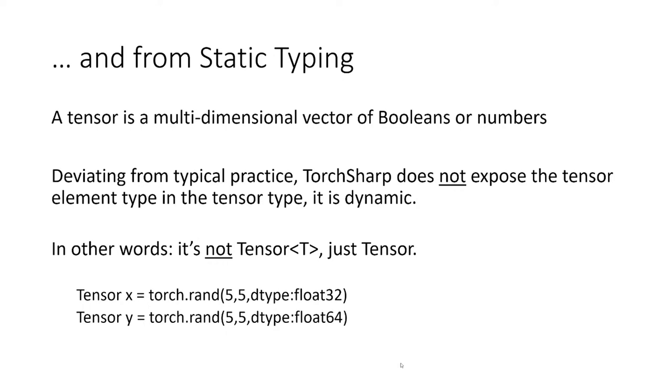And that is for the same reason that we chose to deviate from .NET style guidelines: it eases the porting of code from Python to .NET, which is a kind of unusual choice, in that every language has its own aesthetics. It has its own opinion on what code should look like. And this is more Pythonic than C-sharp-like or .NET-like.